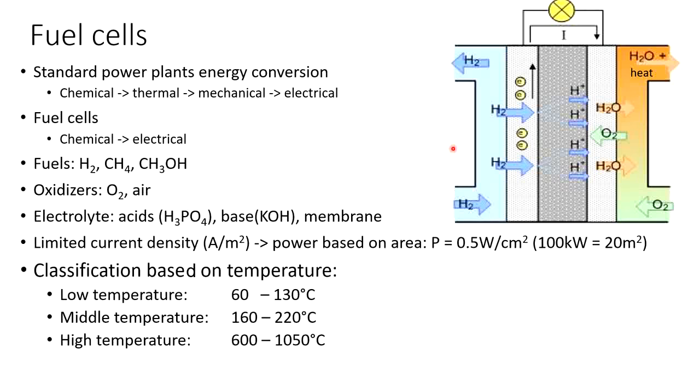In standard power plants, the method of energy conversion is that we have some chemical energy in the fuel and we burn it to get thermal energy. Then from thermal energy, the thermodynamic cycle makes mechanical energy, and generator converts rotational kinetic energy to electrical one. In the fuel cell, the method of conversion is much more straightforward. It's directly chemical to electrical. Therefore, we also call it direct conversion.